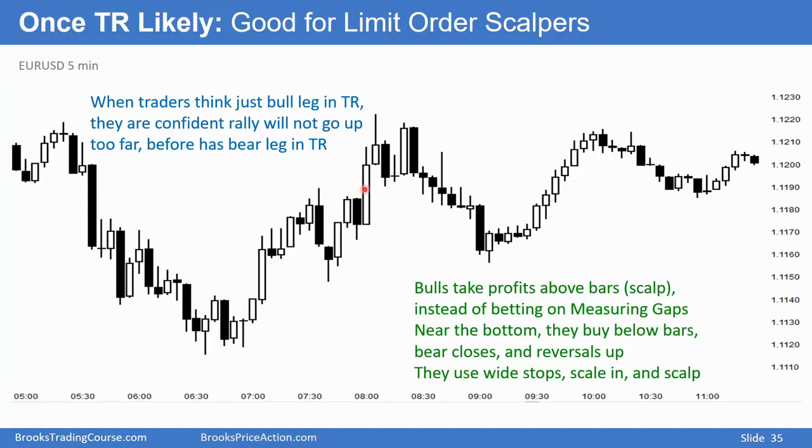Bulls use new highs to take profits, and bears use new highs to sell. They sell and sell more higher. Bulls use new lows to buy, and bears use new lows to take profits. The bulls who do buy are using wide stops, scaling in and scalping on the way up. The bears who are selling are using wide stops, scaling in, and scalping. Both are confident that no matter how strong a leg up or down appears, it's probably not going to get too far before there's another reversal.